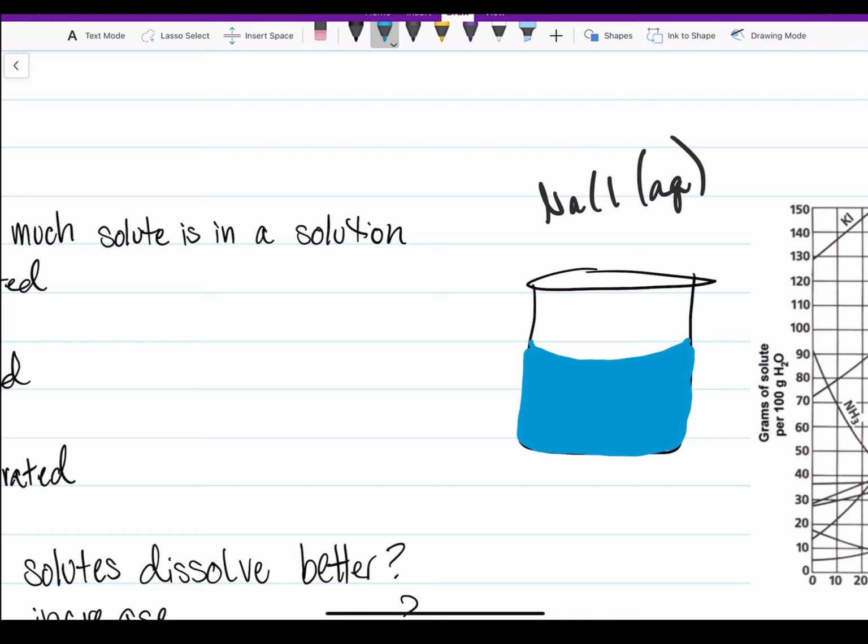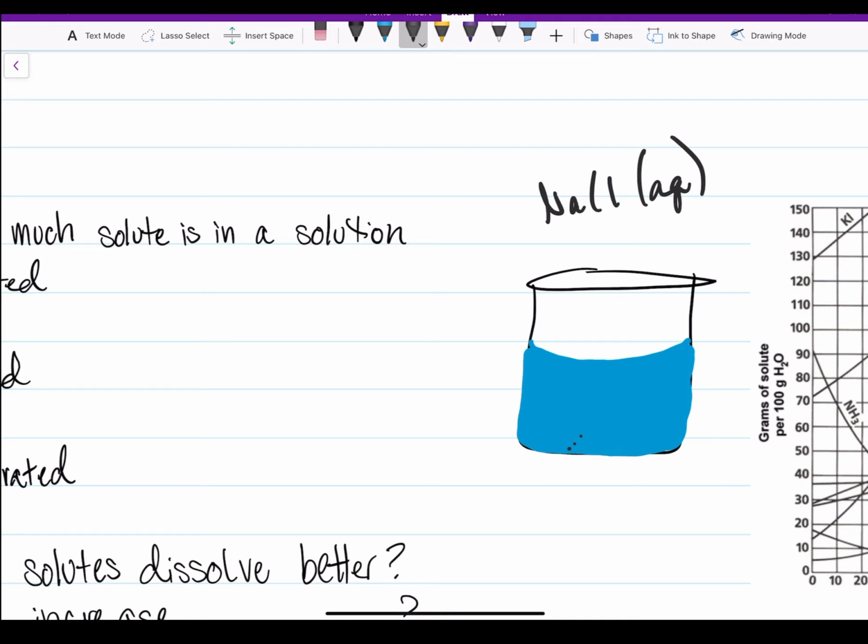That would be an unsaturated solution. And then we have a saturated solution. And a saturated solution is the most solute we can put in there that still dissolves. So anytime you start seeing things collect on the bottom, that means you have a supersaturated solution.